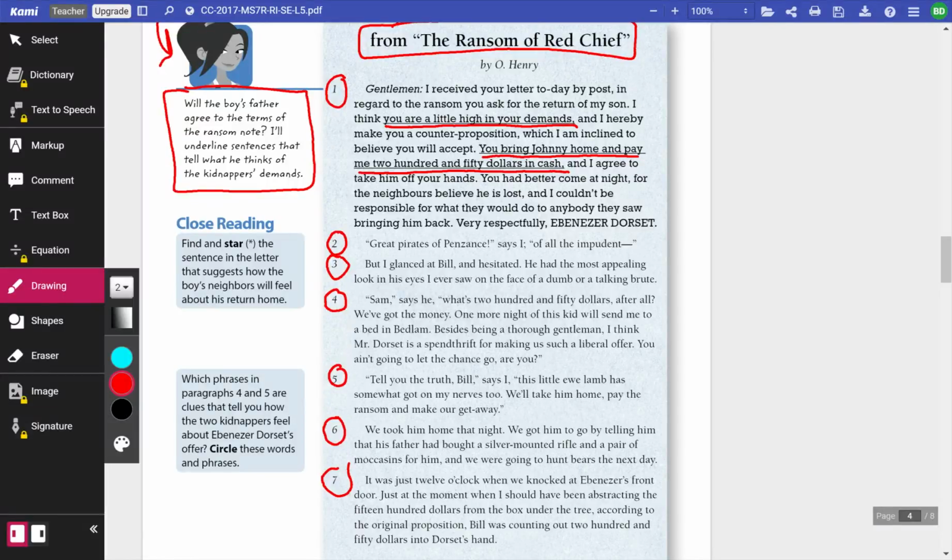And the second sentence I underlined says, you bring Johnny home and pay me $250 in cash. So that's when he is making his counter offer. So he doesn't think their demands are good. So he's making a counter offer.